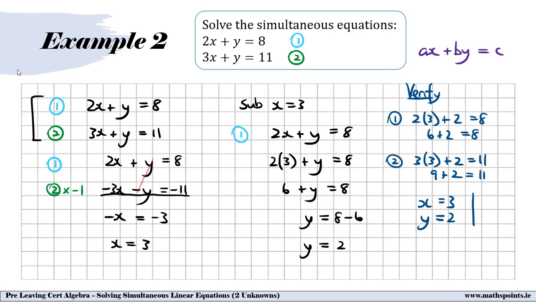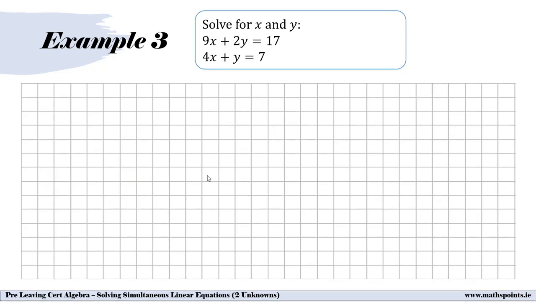So we don't have to do that verification every time, but if you're unsure of your answer and you just want to check that you're correct, sub those two values for x and y into both equations, and if you get valid statements, well then you know that they are the two solutions, and they're the only two solutions to this simultaneous equation. So let's have a look at what might be different about example 3.